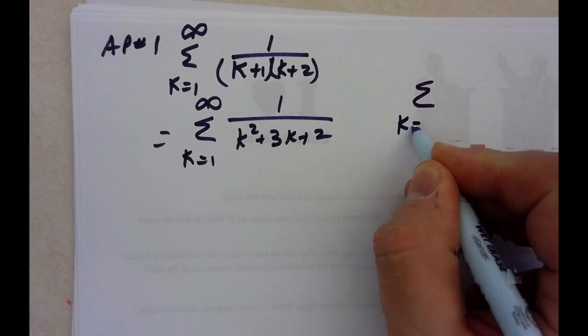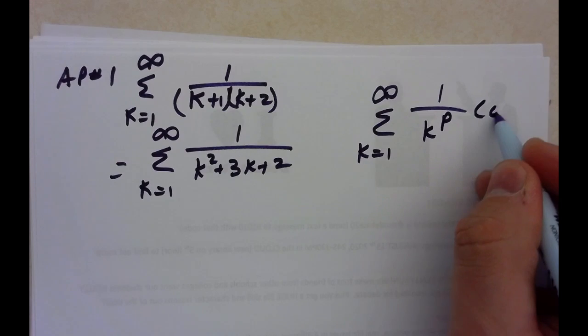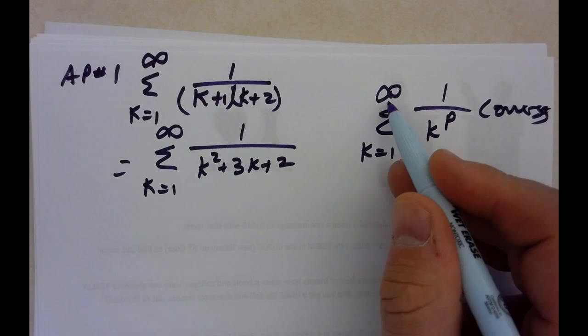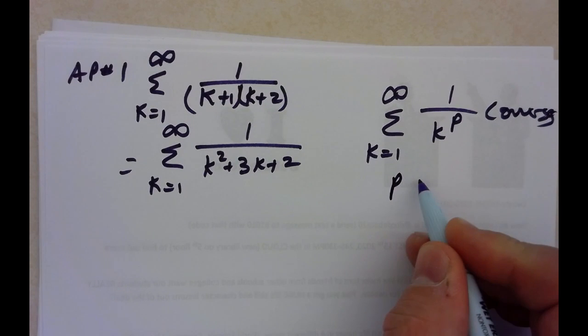Okay, I have no idea. The sum of 1 over k to the p power converges when p is greater than 1.